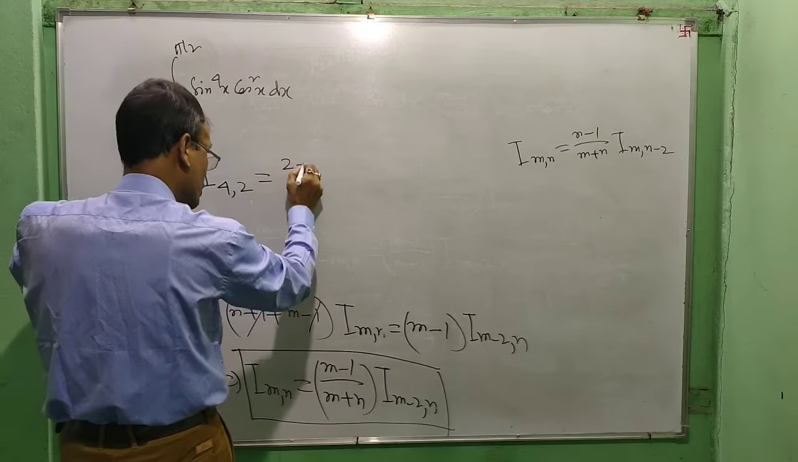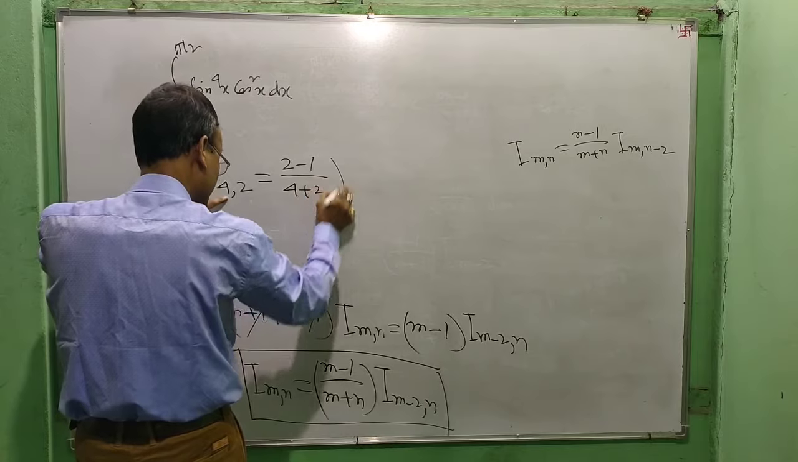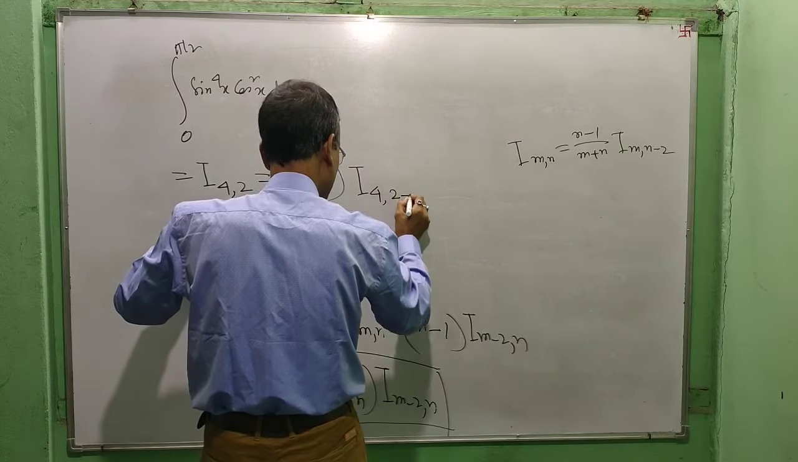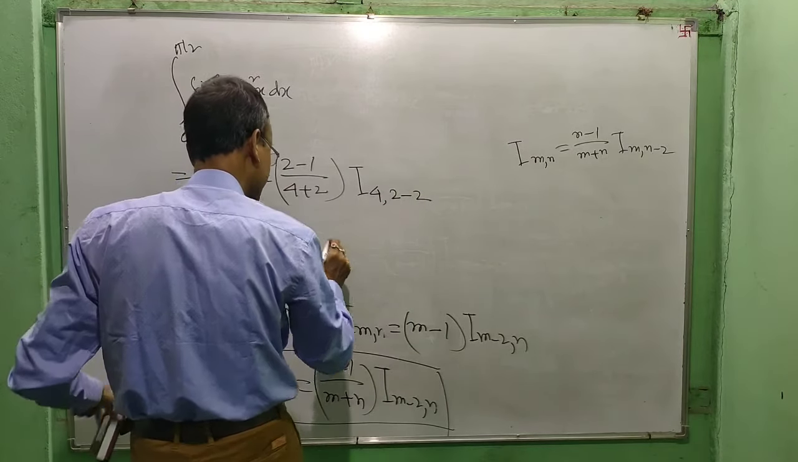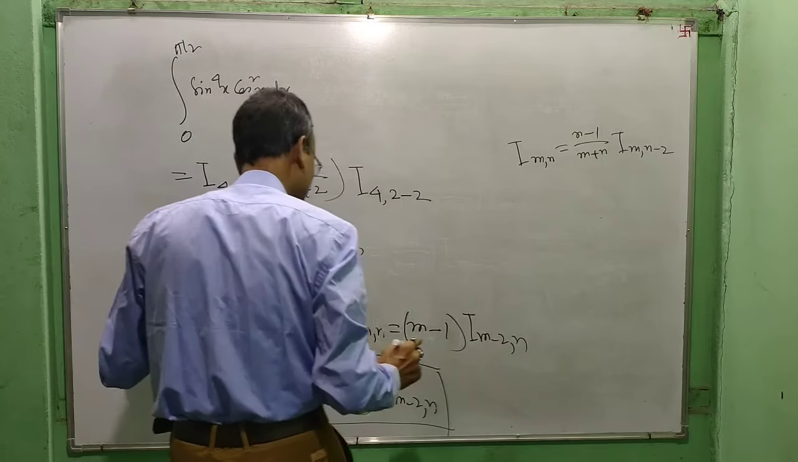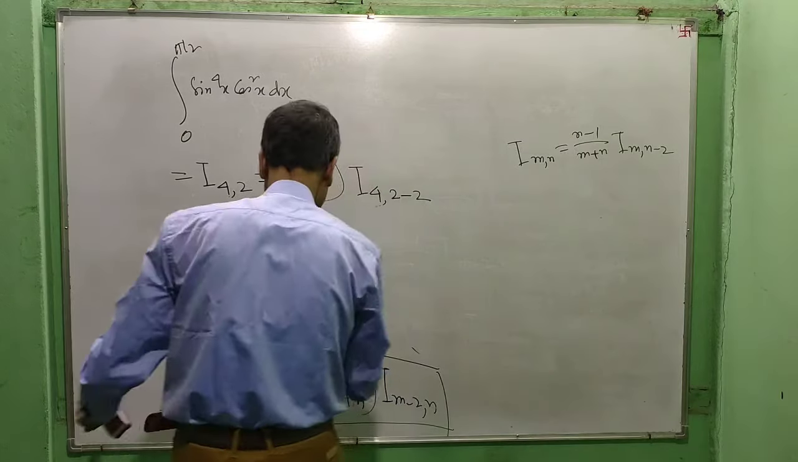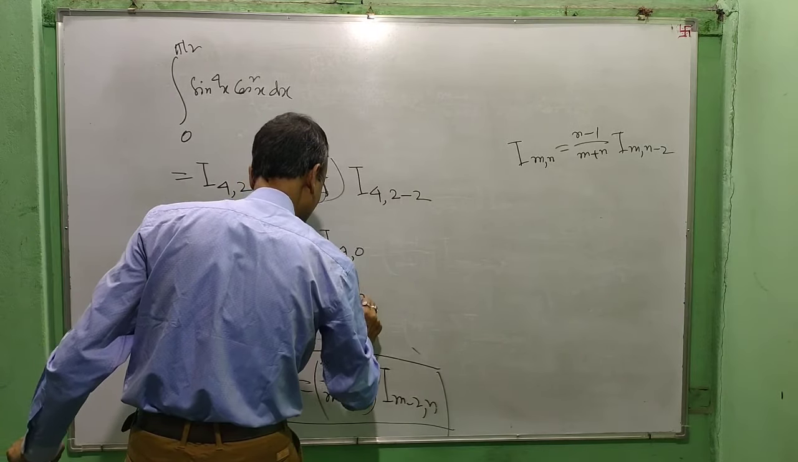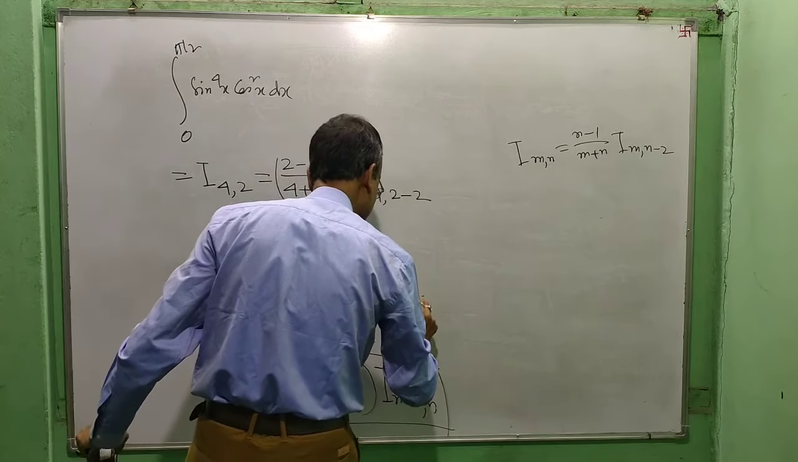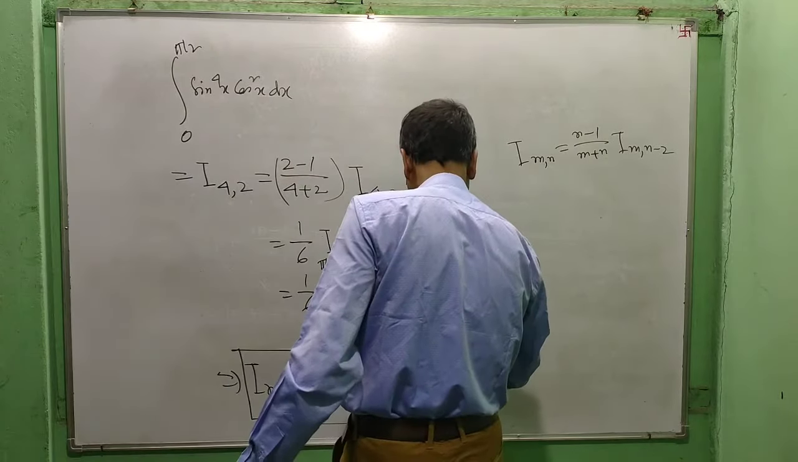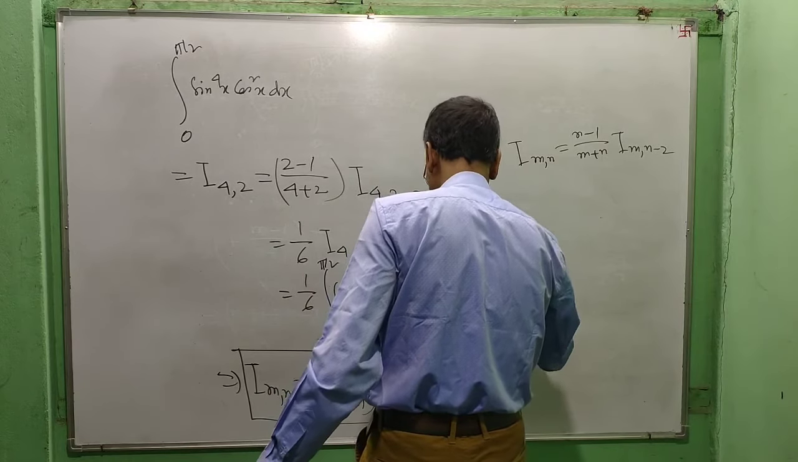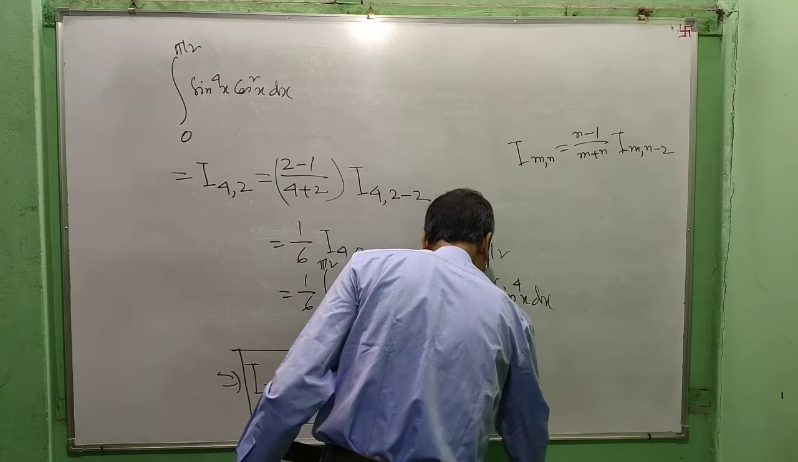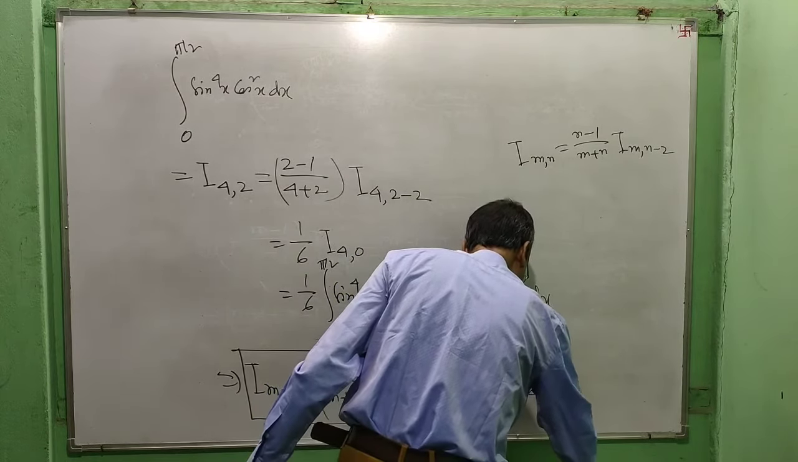This is equal to (2 minus 1)/(4 plus 2) times I(4, 2 minus 2), which is equal to 1 by 6, I(4,0). This is equal to 1 by 6, integration 0 to pi by 2, sin to the power 4x, cos x whole to the power 0. You may write like this: 1 by 6, integration 0 to pi by 2, sin to the power 4x dx. This can be written as 1 by 6, 3 by 4, 1 by 2, pi by 2.